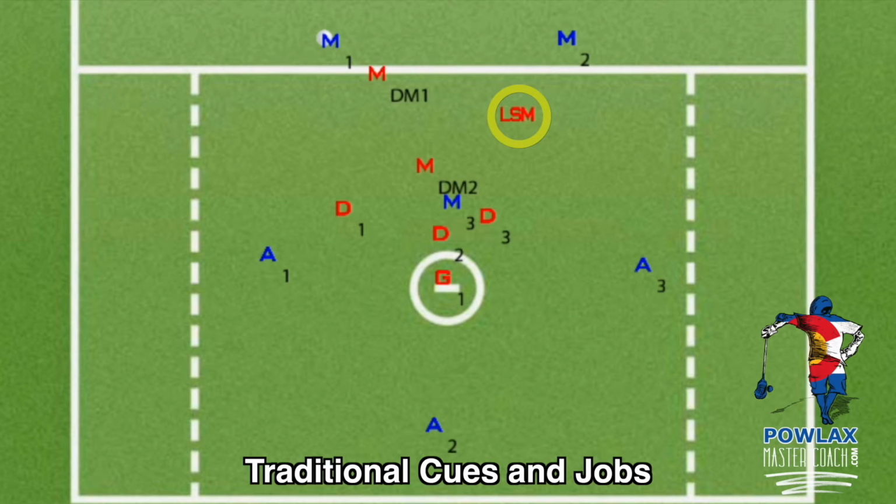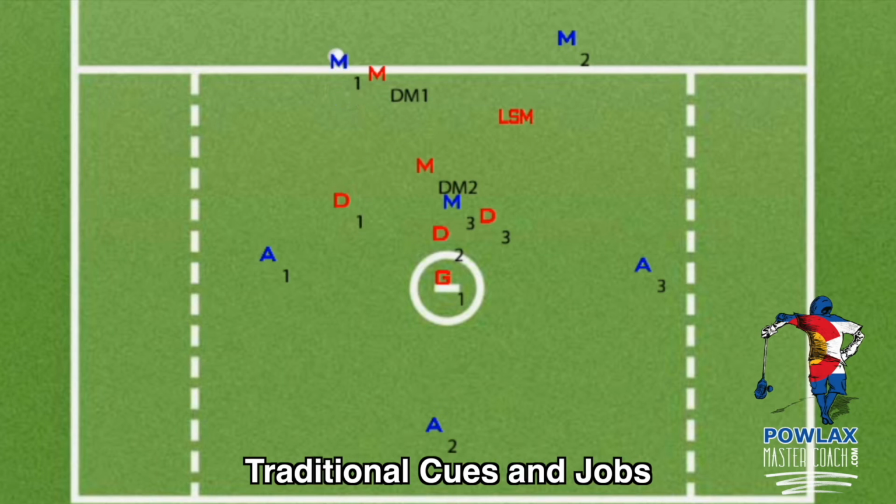The LSM is our first adjacent defender and his call is right because he is the defender to the right of the on-ball defenseman. The right defensive player is responsible for the offensive player to the right of the on-ball defenseman, in this case M2, as well as the ball carrier if he dodges to the lane that is to the right of the on-ball defenseman. D1 is our second adjacent defender and his call is left because he is the defender to the left of the on-ball defenseman.